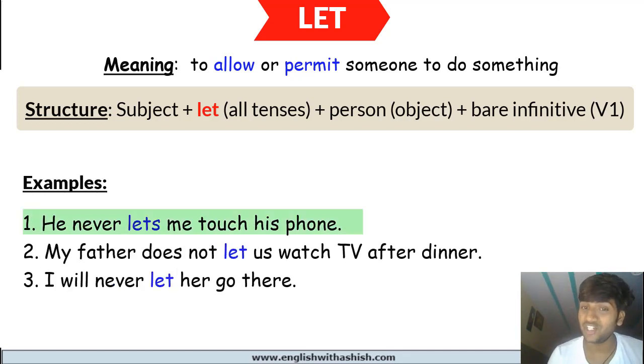He never lets me touch his phone. He, the subject, never an adverb of frequency, followed by the causative verb, that is lets. He never lets whom? Me, the person that does the action. He never lets me do what? Touch his phone. Touch is a bare infinitive, a verb in the base form. He never lets me do something. What? Touch his phone.